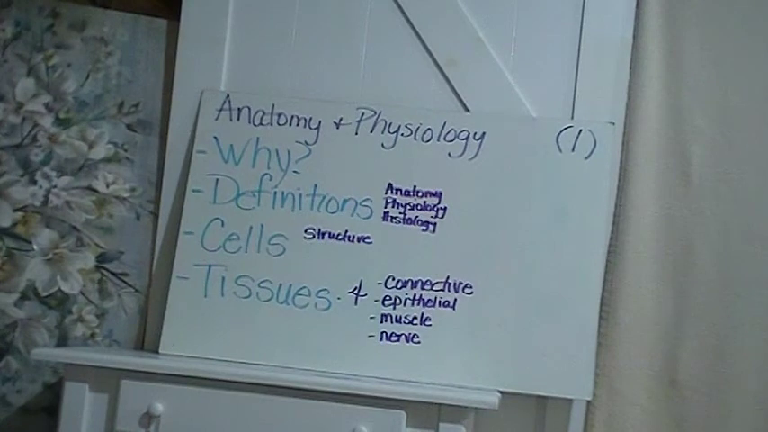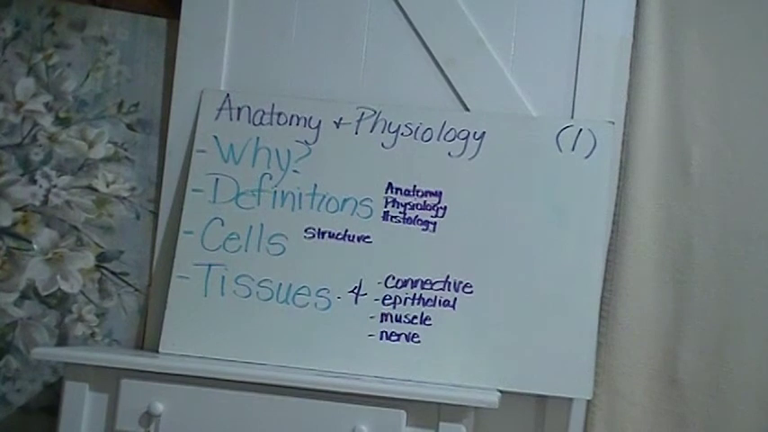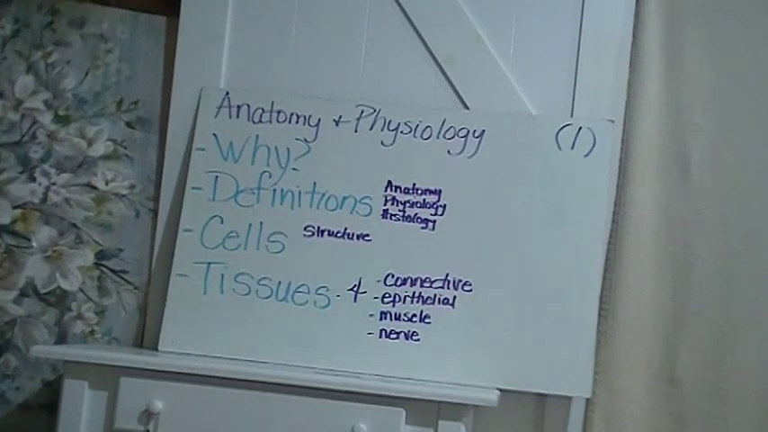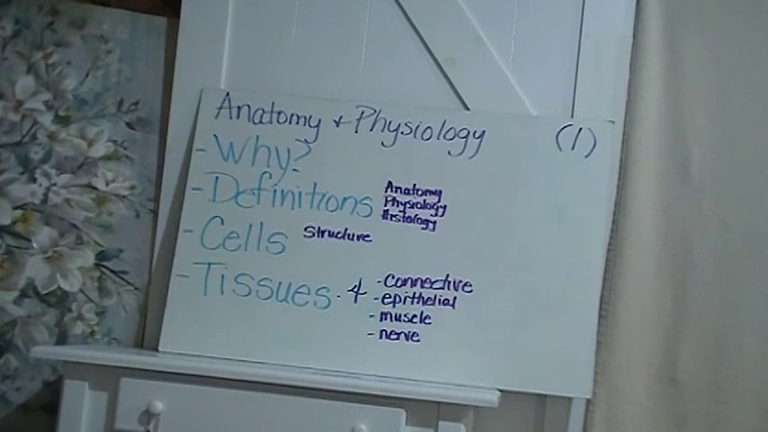Connective tissue is a fibrous tissue that binds together, protects, and supports the various parts of the body. Examples are bone. Bone is considered connective tissue. Cartilage, ligaments, tendons, blood, lymph, and adipose tissue. Adipose tissue is fat. All right, so that is connective tissue. Epithelial tissue is a protective covering on body surfaces. The skin, mucous membranes, the linings of the heart, the digestive and respiratory organs, and the glands. That is all made of epithelial tissue.